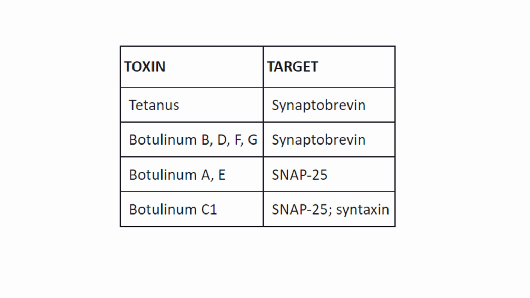Now there's also botulinum A, E, and C1, and what they mostly do is they knock out the SNARE protein SNAP-25. So they don't knock out the SNARE protein synaptobrevin, they knock out the SNARE protein SNAP-25. Now it's going to result in the exact same thing, but let's show you that.